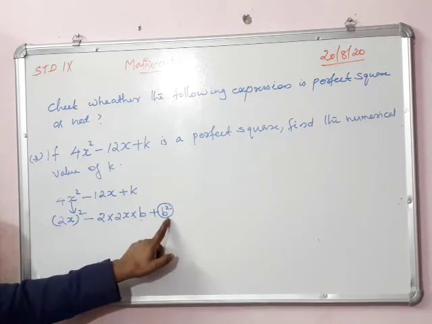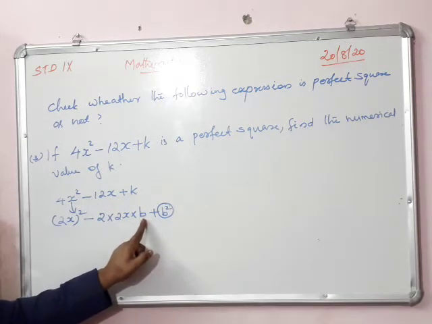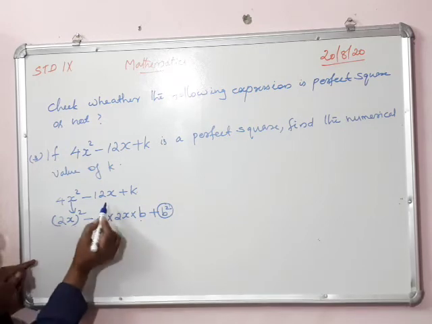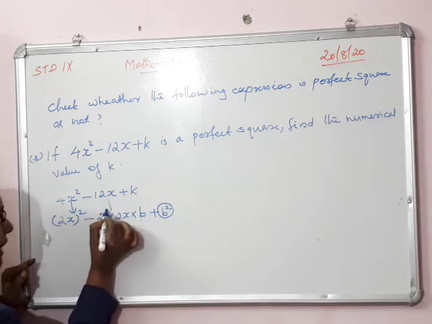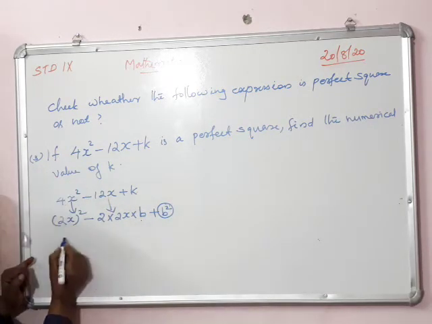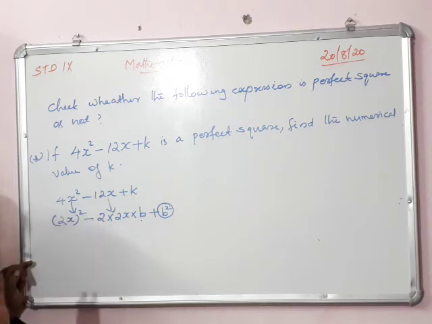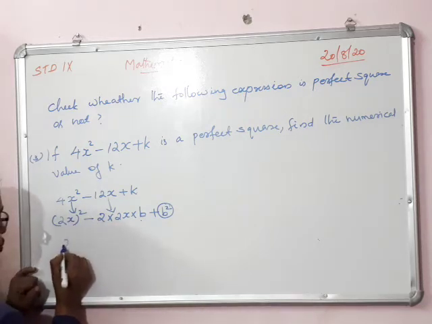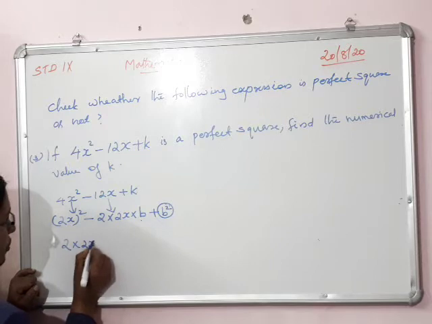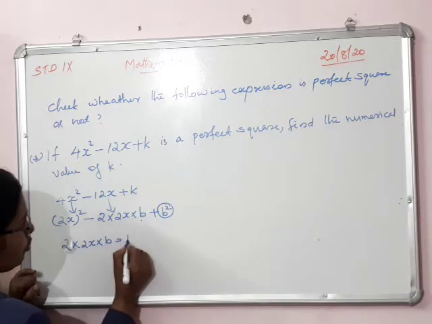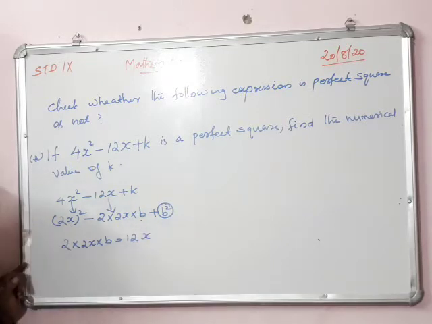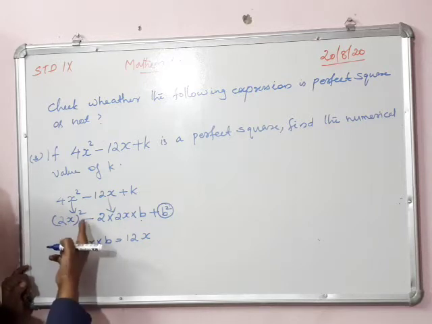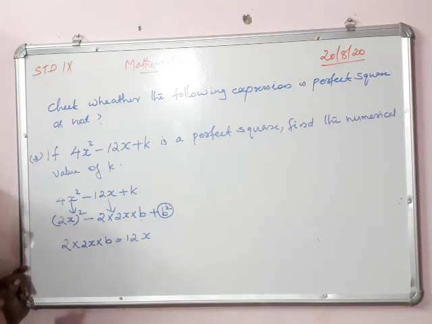Okay, so we are going to find this b from here. How can we find it? For that we connect to the middle term. There is a minus there, but you don't need to consider the minus. So 2 into 2x into b is equal to 12x. If you consider the negative, both sides are negative, so it will cancel.